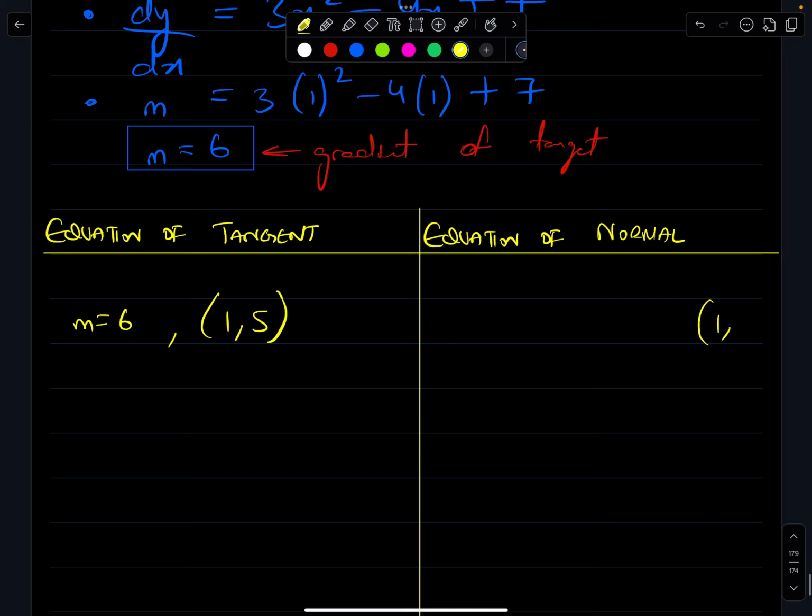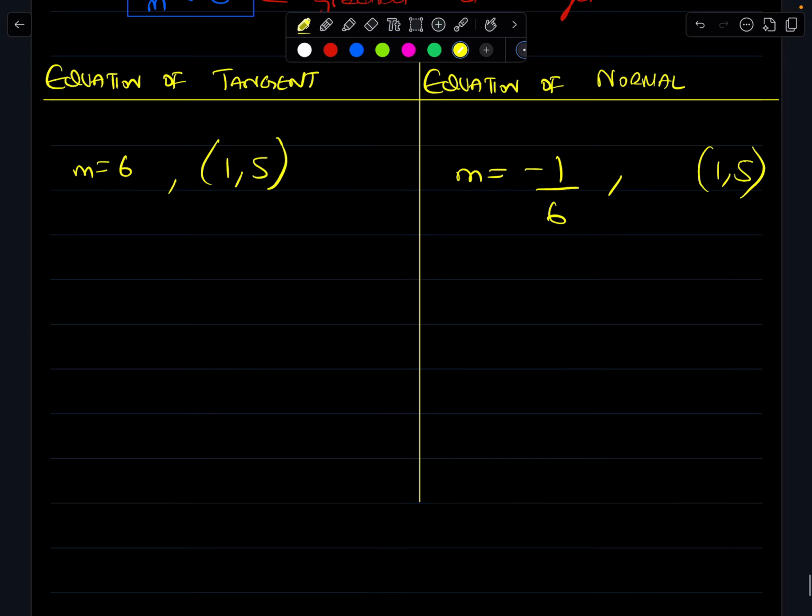For the normal, the point of tangency remains the same. However, the gradient is going to be the negative reciprocal. That's going to be minus 1 over 6. I'll use the faster formula. So I have y minus 5 is equals to 6 times x minus 1. And in this case too, using the faster formula, I have y minus 5 is equals to minus 1 over 6 times x minus 1.